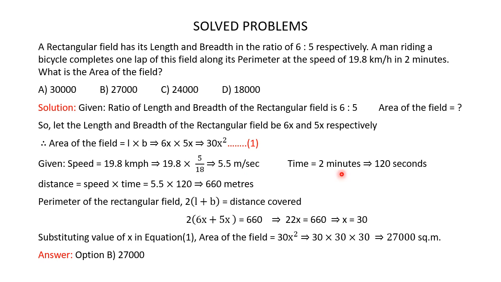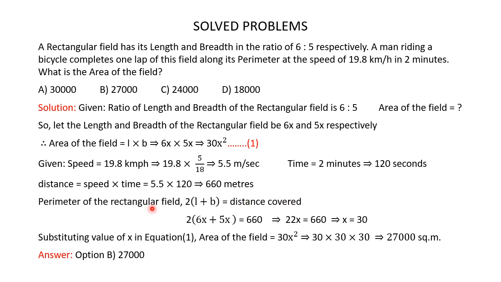Time is given as 2 minutes, which is nothing but 120 seconds. Now we know that distance is equal to speed multiplied by time, which means 5.5 multiplied by 120, which is nothing but 660. So distance is 660 meters. Now it's given that the man riding a bicycle completes 1 lap of the field along the perimeter of the rectangular field. This means the perimeter of the rectangular field is equal to the distance covered.